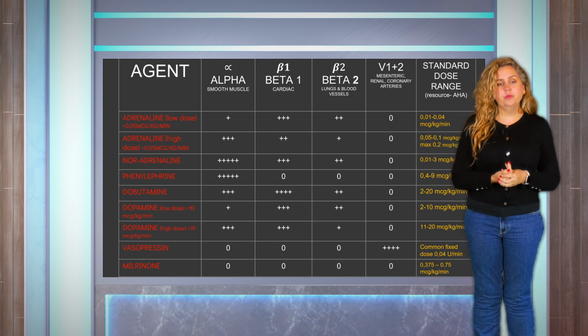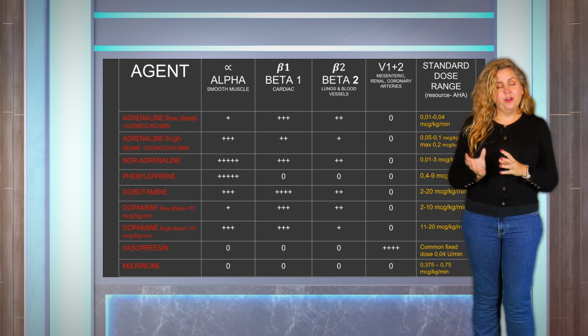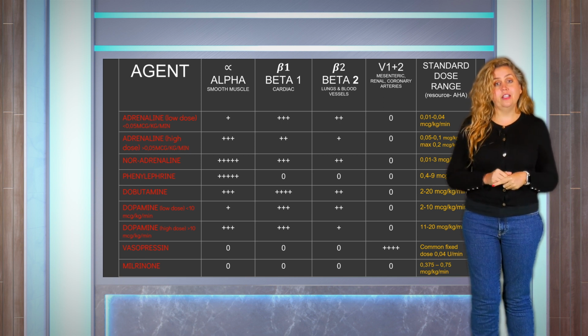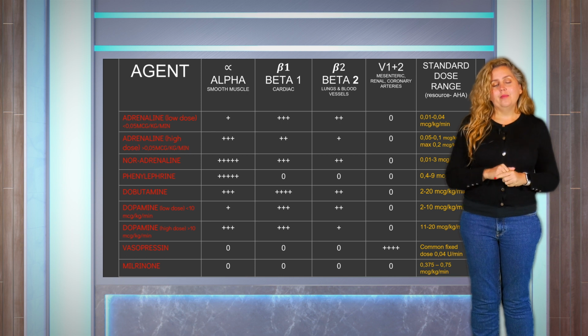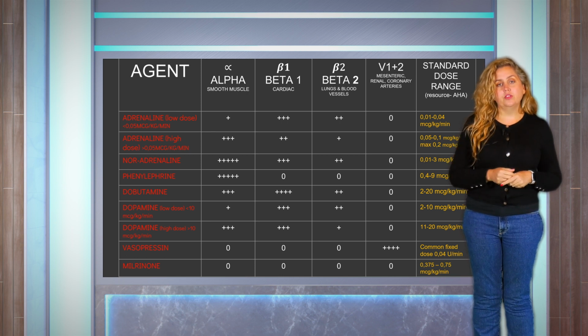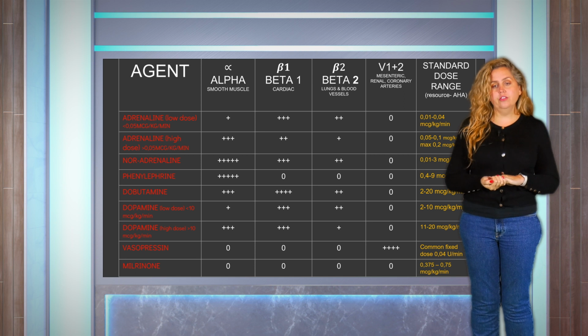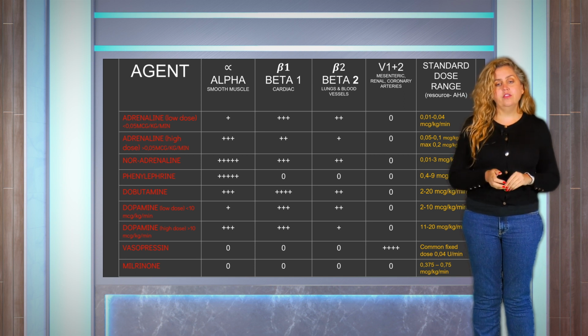Okay, then the last one that we're going to discuss on its own a little bit later is milrinone, and you'll see that it doesn't work on any of these adrenergic receptors. It's quite a unique drug, but I did want to put it in here so that you've got the reference for the standard dose, which is 0.375 to 0.75 mics per kilo per minute.